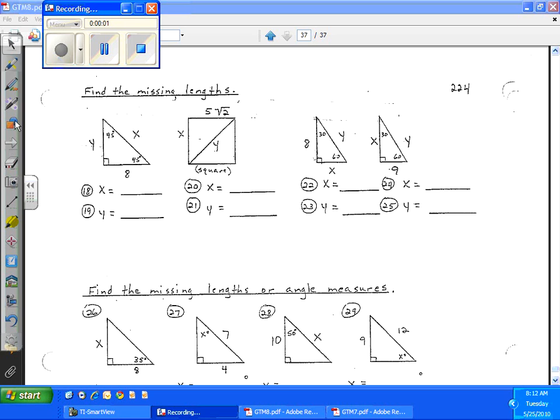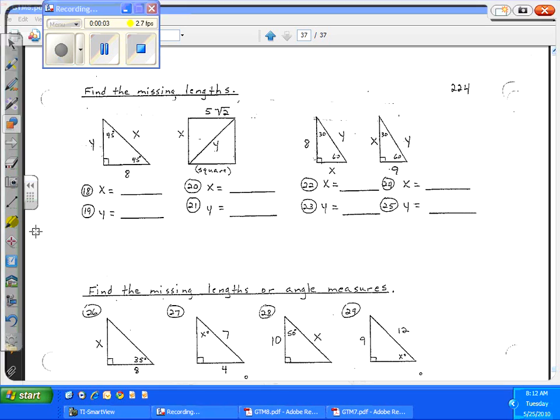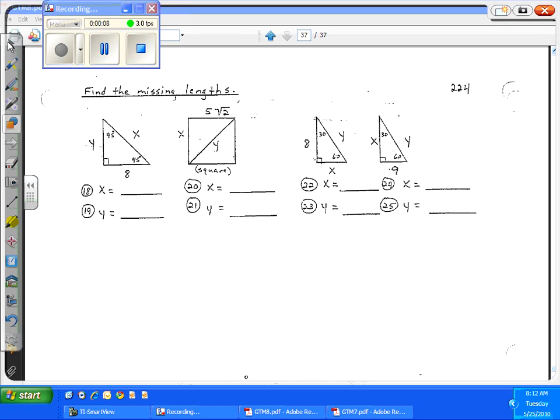We're going to do the second half of the Chapter 8 study guide. What we have here are the 30-60-90 and 45-45-90 triangle examples. And again, I'm going to solve both ways.